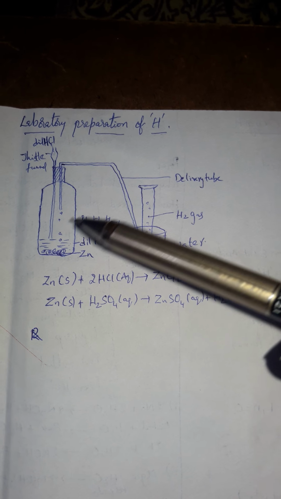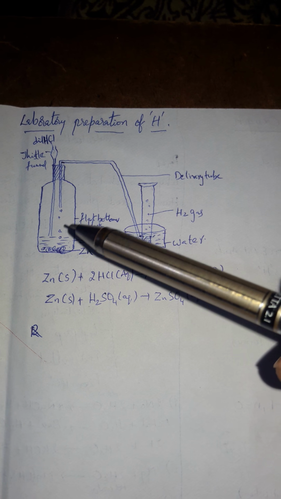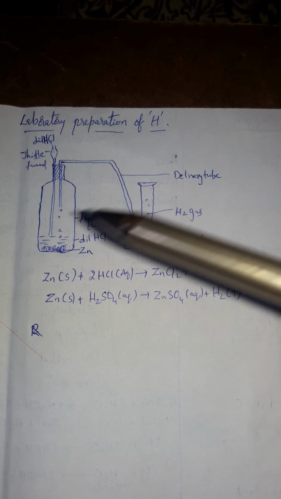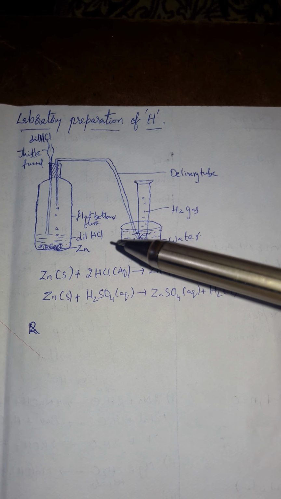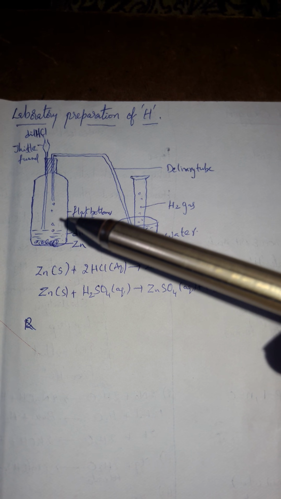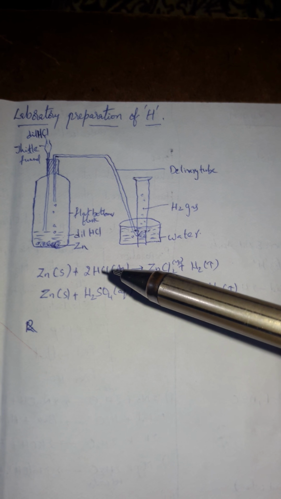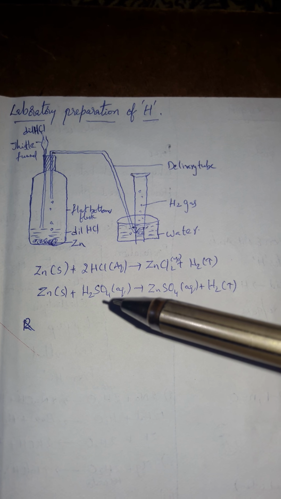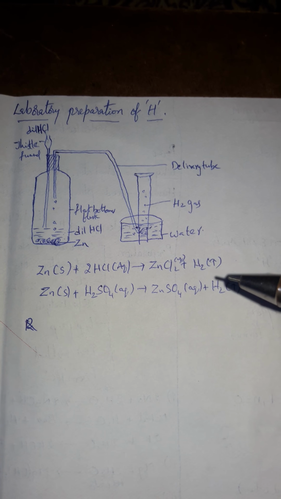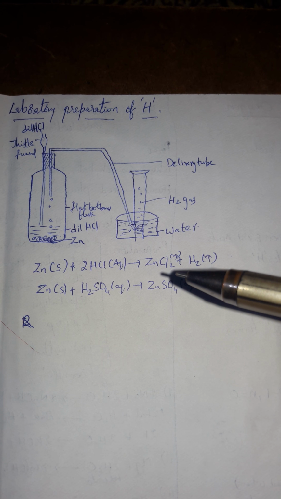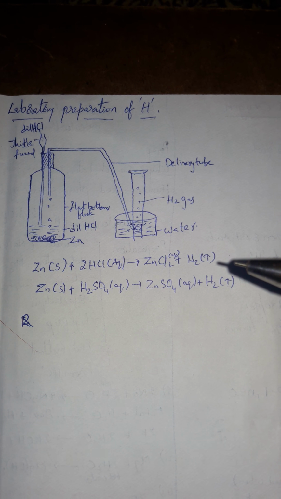Observation: the gaseous bubbles formed and then passed through the delivery tube were observed. Result: due to the reaction between zinc granules and dilute hydrochloric acid or dilute sulfuric acid, by following chemical displacement, zinc displaces the hydrogen from hydrochloric acid or sulfuric acid and liberates hydrogen gas. So, zinc reacts with hydrochloric acid and forms zinc chloride along with the liberation of hydrogen gas.